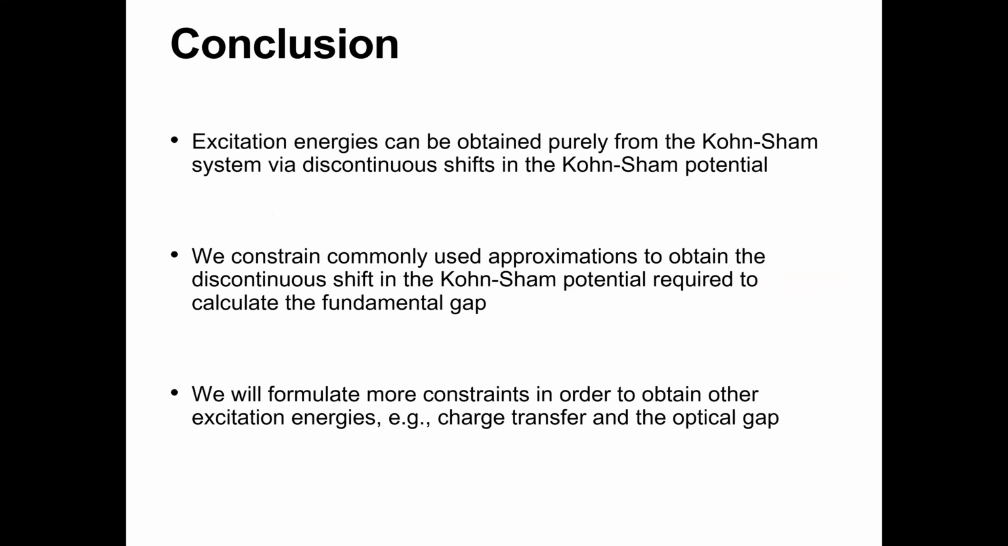In conclusion, excitation energies can be obtained from the Kohn-Sham system, but we have to obtain them via these discontinuous shifts in the Kohn-Sham potential. We constrain the commonly used local density approximation to obtain an approximation to the discontinuous shift in order to calculate the fundamental gap. And in the future, we hope to formulate more constraints that are capable of yielding other excitation energies, for example, charge transfer or the optical gap. Thank you.